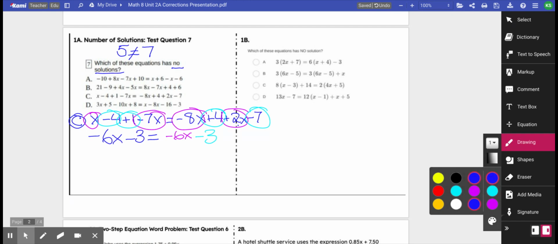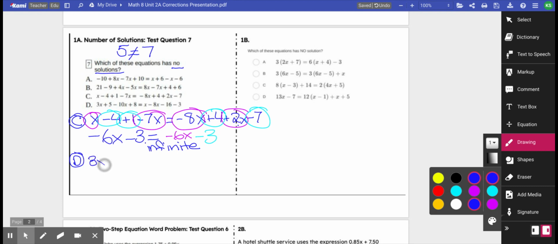So on this, if we look, these are identical. So they are the same. So this would be our infinite solution. So no matter what number we plugged into this, it would work. But we're looking for no solution. So now we only have D left. So let's see if that works. We got to prove it.